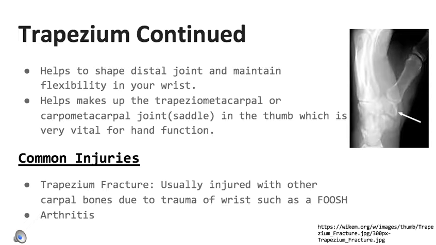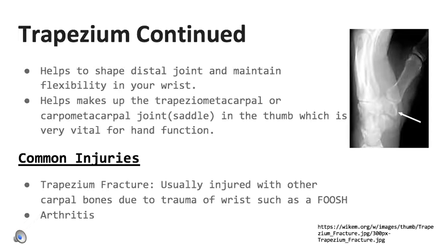The trapezium helps to shape the distal joint and maintain flexibility in your wrist. It also helps make up the trapeziometacarpal or carpometacarpal joint, which is a saddle joint in the thumb, which is very vital for hand function. A saddle joint allows the thumb to move more than any of the other fingers and grasp objects.